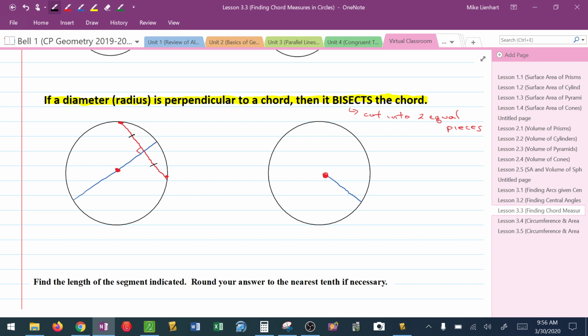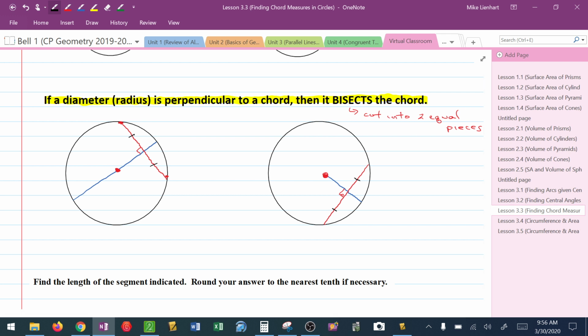Okay? So let's do the same thing over here for what if they give me a radius? Well, the radius idea also works. If I have a chord right here and I tell you that this is perpendicular, I know that this chord is also being bisected by that radius.